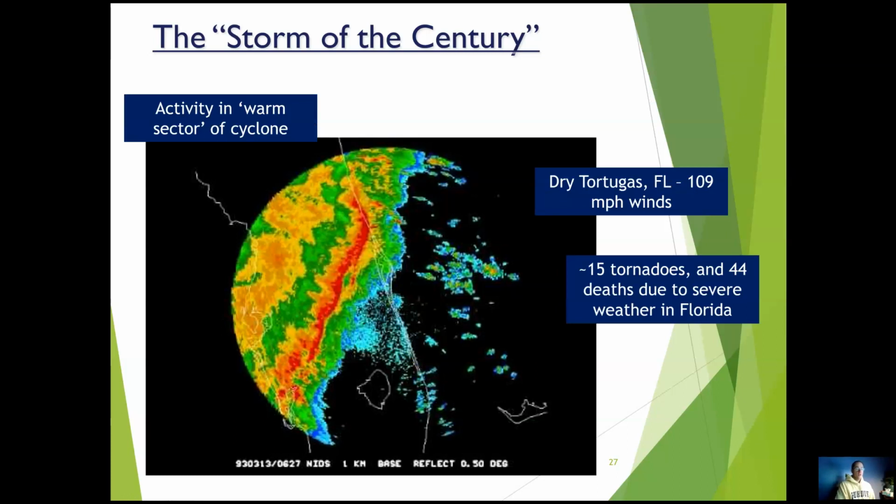On the warm side, in the maritime tropical air mass, we saw a squall line with dozens of tornadoes occur. 44 deaths, unfortunately, occurred over this system as well. And with that pressure gradient associated with the storm combined with the squall line, we saw some areas with over 100-mile-an-hour winds as this ravaged the state of Florida.